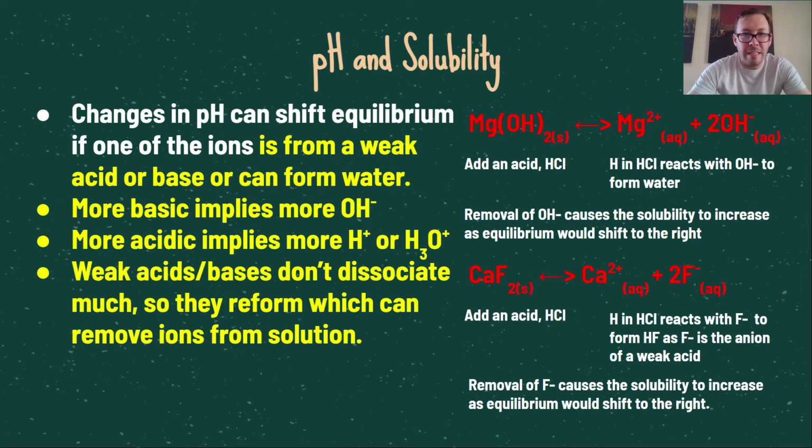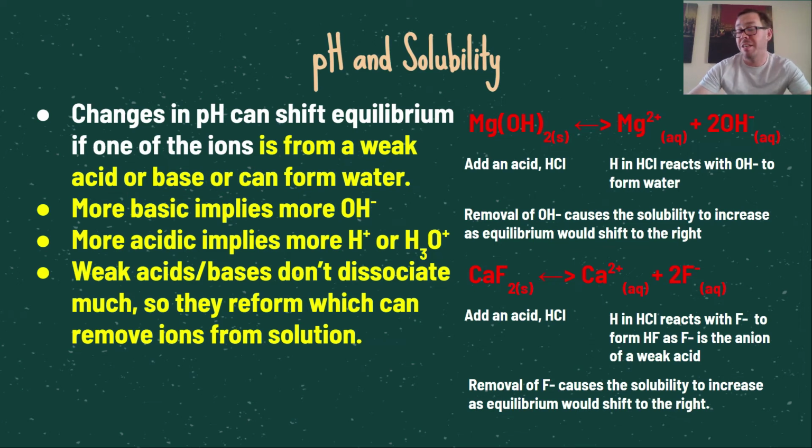All right, this is where this gets a little bit more confusing, because changes in pH can shift equilibrium if one of the ions is from a weak acid or base, or it can form water. More basic simply implies that we add more OH minus to the solution. More acidic implies more H plus or H3O plus. Remember that weak acids and weak bases don't dissociate much, so they reform when you put them in acidic or basic solution, and that can actually remove ions from solutions.